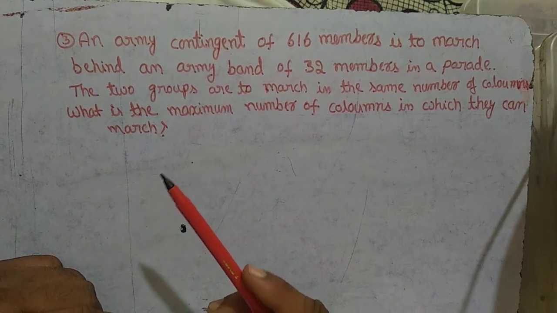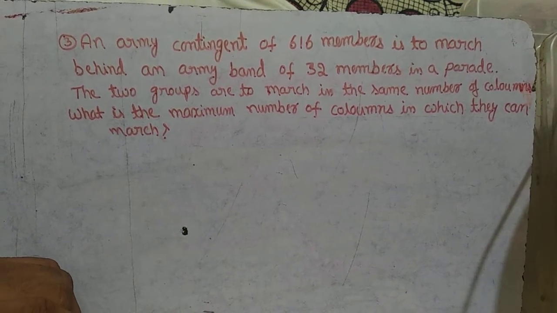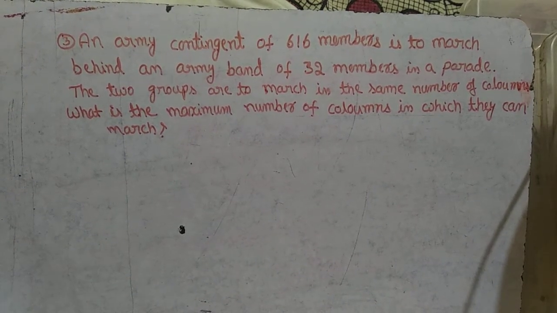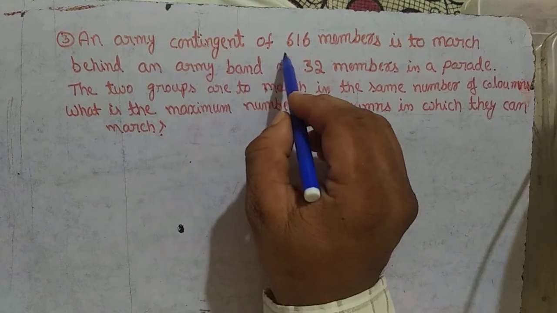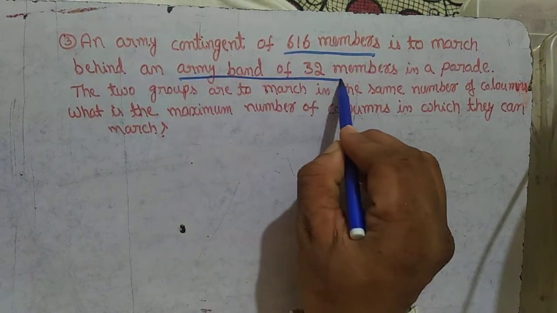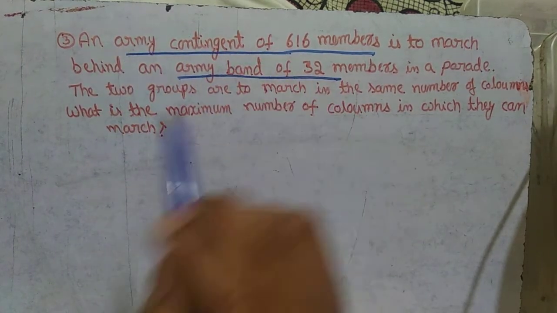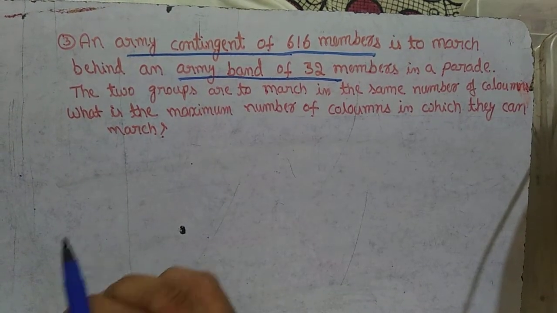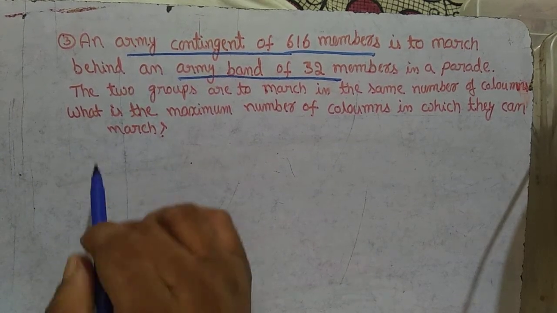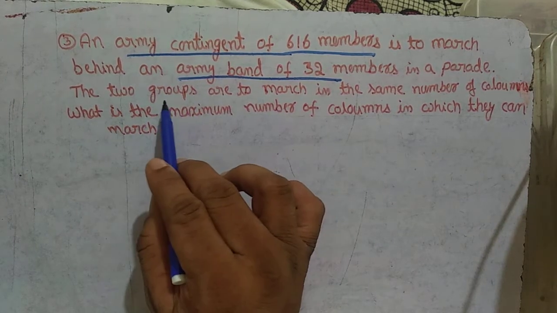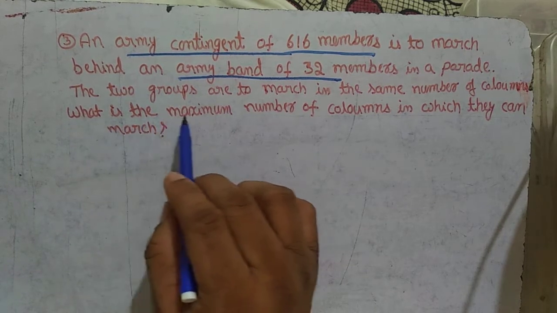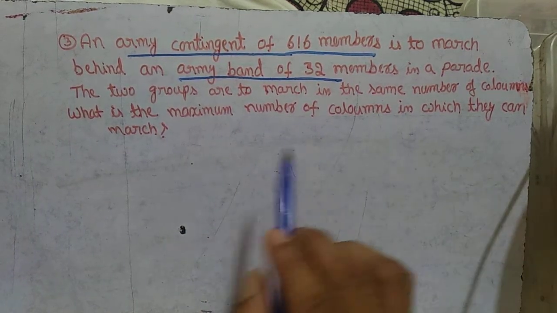First, understand the question. There is an army contingent that contains 616 members, and there is an army band of 32 members. They have to march one behind the other. There are two groups, and the two groups are to march in the same number of columns. What is the maximum number of columns in which they can march?